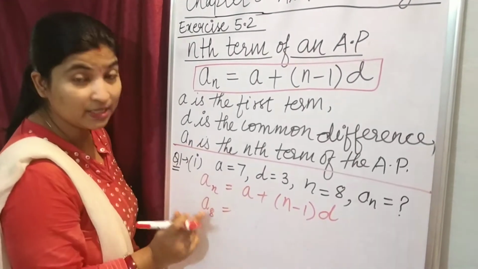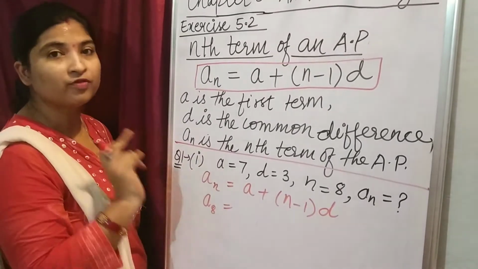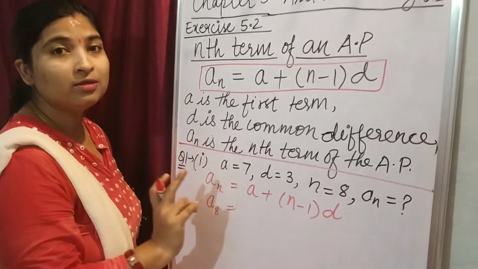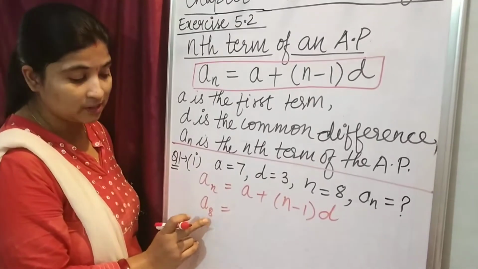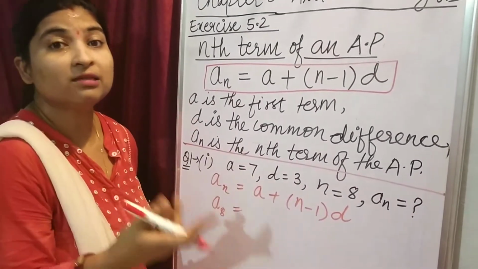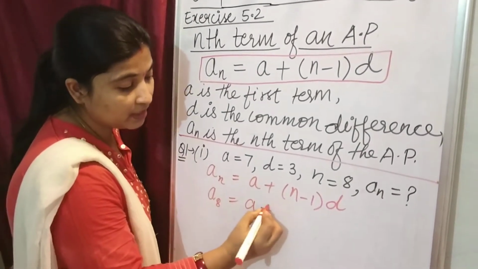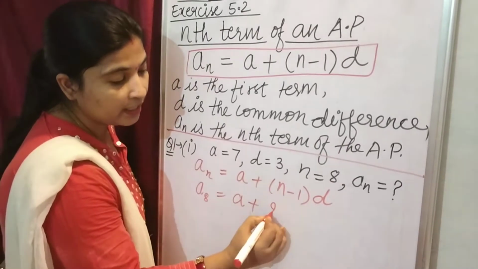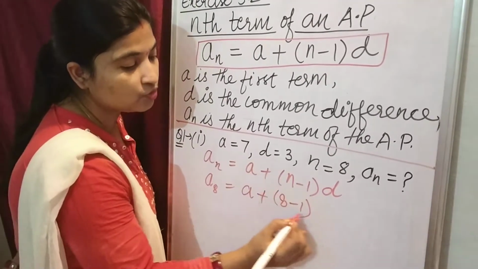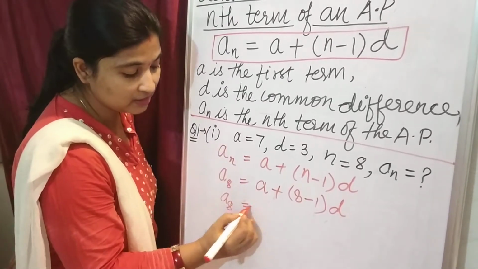So a8, what is the meaning of it? a8 means the 8th term of the AP. a stands for term, and this subscript stands for which term, like 8th term, 10th term, nth term. So the 8th term of the AP will be a plus, what is the value of n? 8 minus 1 into d. I'll put the values over here. I have to find this, so this I will keep as it is.